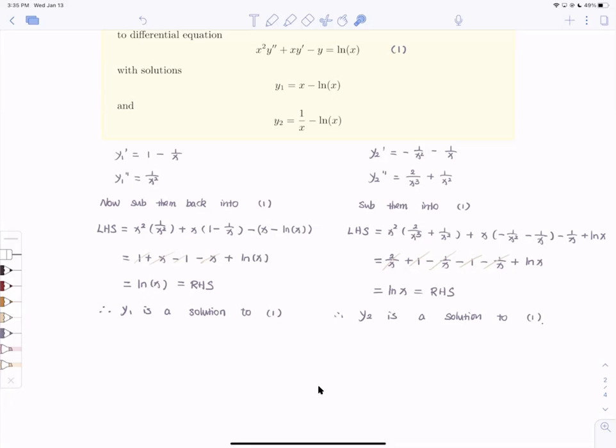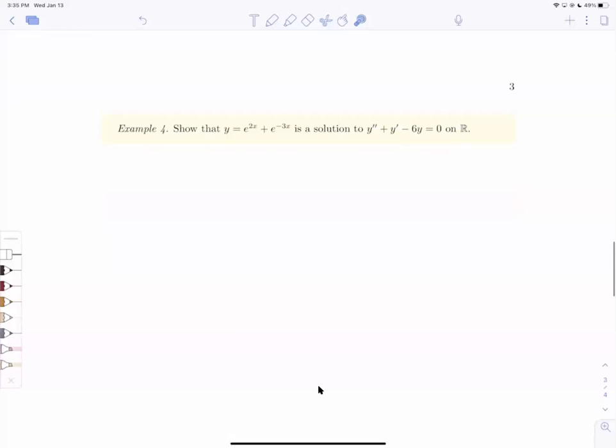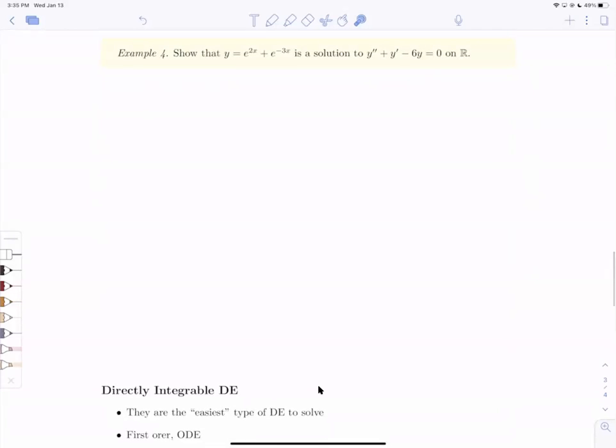Any question? Okay, if no more question, let's do the next one. Okay, show that this y is a solution to this ODE. Again, I'll give you a bit of time to work on this and we'll take it up. So this part basically just needs derivatives. There's nothing more.